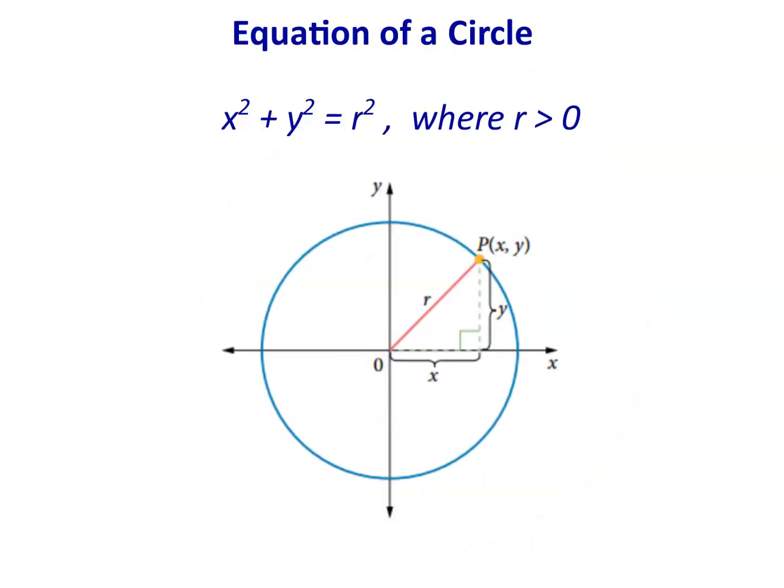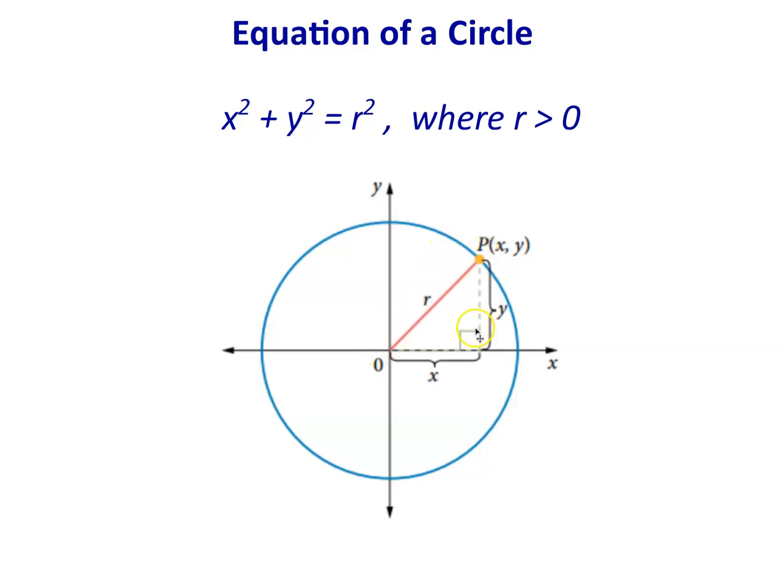Okay, here's the equation of a circle. A bit different from the other equations we've looked at. x squared plus y squared equals r squared. And because r is the radius, r has to be positive. So if you look at the diagram of the circle here, which is from our textbook, you can see where this equation came from.